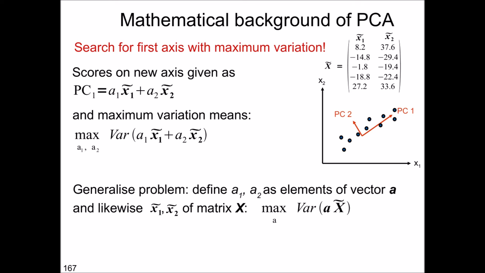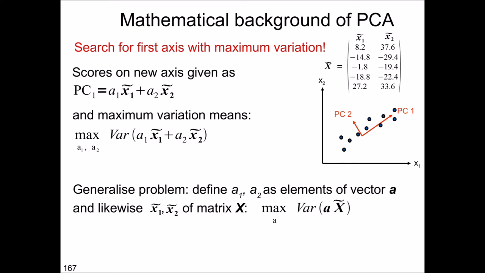We have scores. These scores express the coordinates of the initially transformed objects on the new principal component axis, so for principal component axis 1. Let's just focus on this case here. We would have the initial coordinates of the centered variables x1 and x2 with a tilde, and to obtain the new coordinates, we would need to multiply them by 2 unknown variables, a1 and a2. And this would result in the scores on PC1.